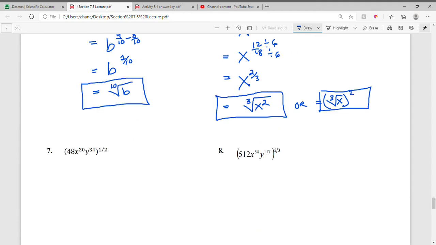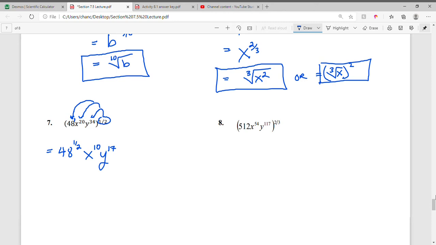For question 7, I'm going to use the product to a power rule. I'm going to take that 1/2 and multiply it to each and every single one of these exponents. So this is equivalent to 48 to the 1/2 power. There's an invisible exponent of 1 for the 48, and that's what I'm multiplying with the 1/2. So that's 48 to the 1/2, and this is x to the 20 times 1/2, which is 10. We have y to the 34 times 1/2, which is 17. But we're not done yet.